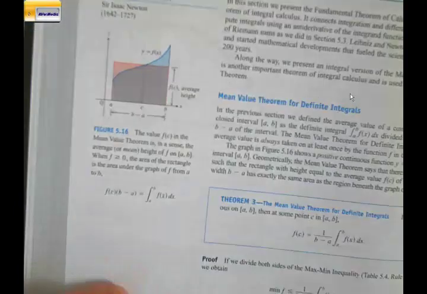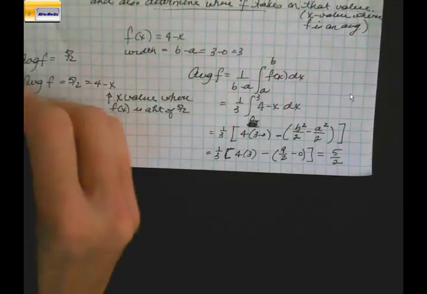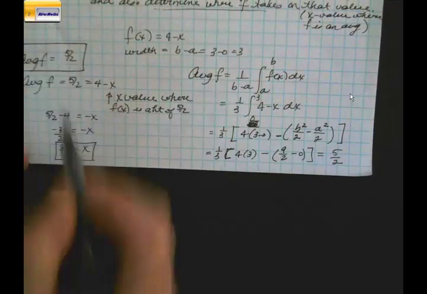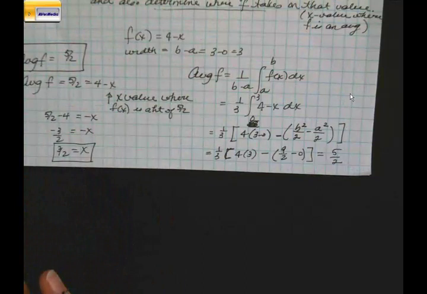So I guess that's a little bit of an expansion on using the mean value theorem with our function. Okay, so there's our two answers. You got the average value, the average height of the function, and you have the x value at which that function is at that average height.